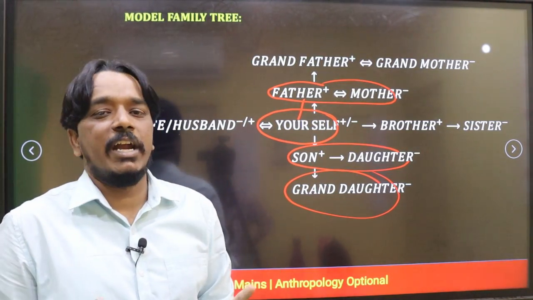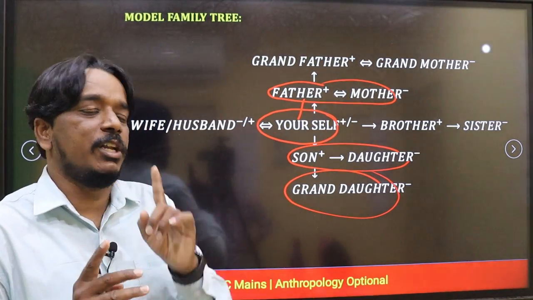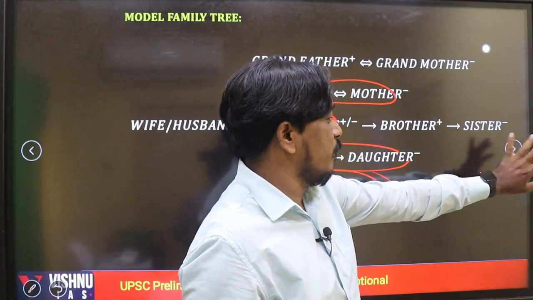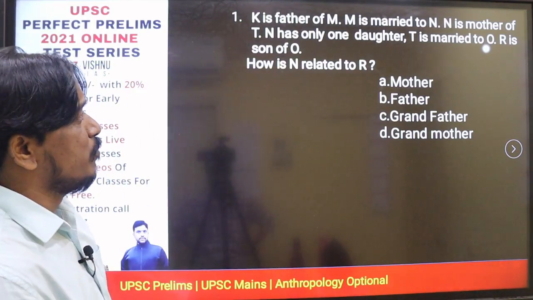Now we'll see by different kinds of examples how to draw a family tree for given data. Let's take one example, very, very important, very simple data.